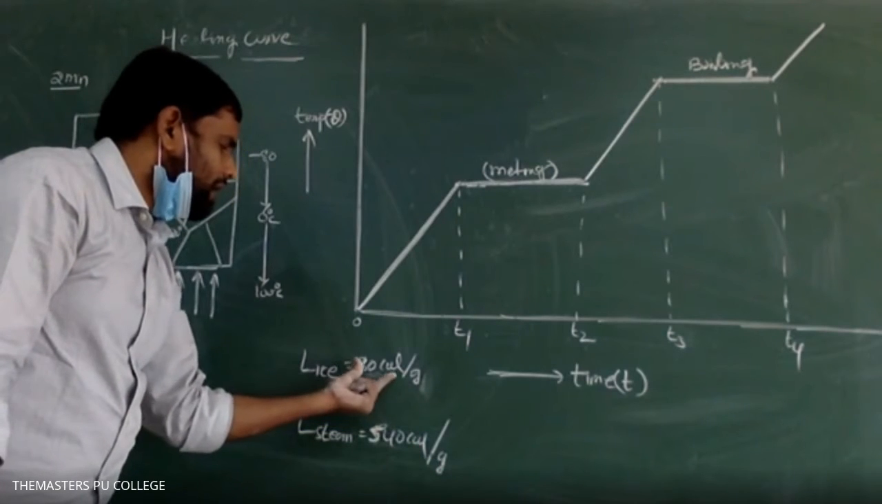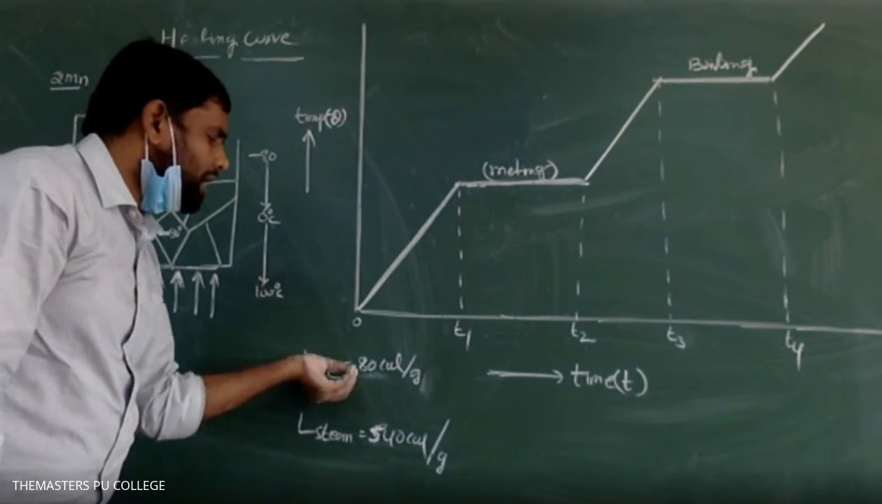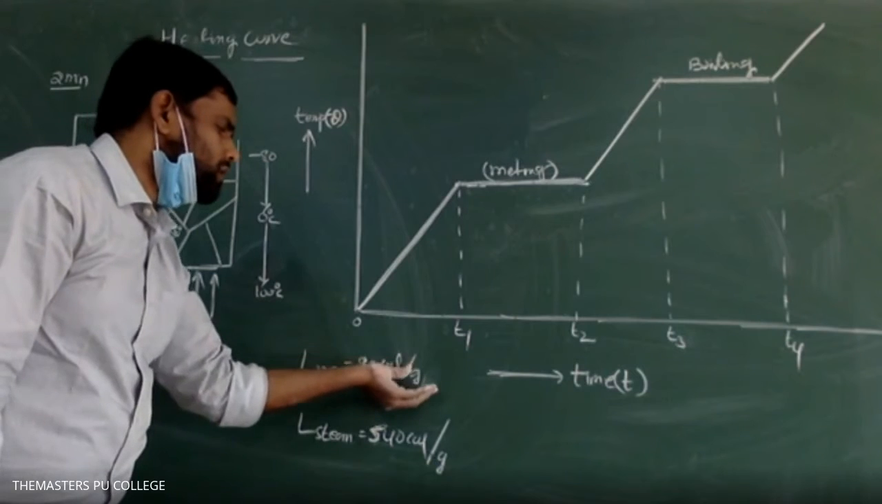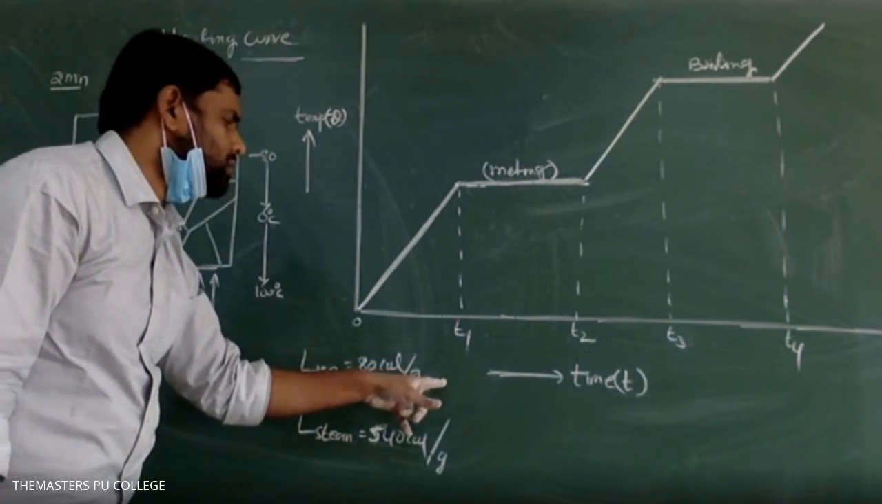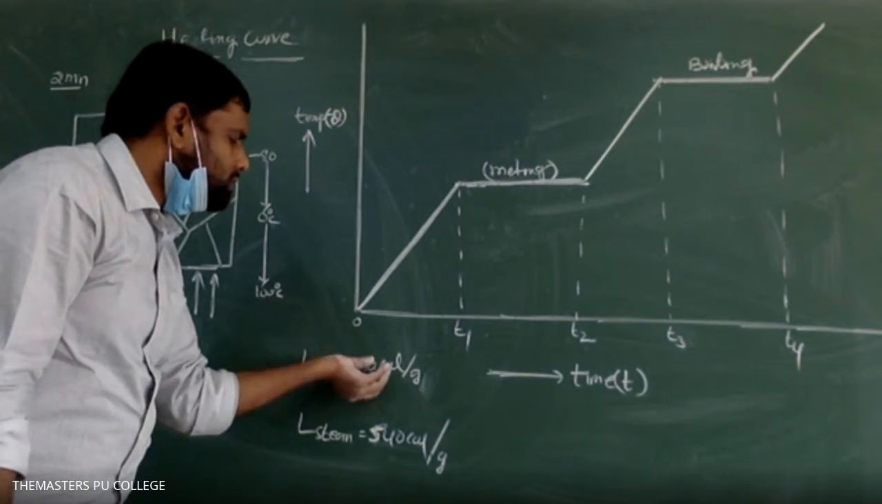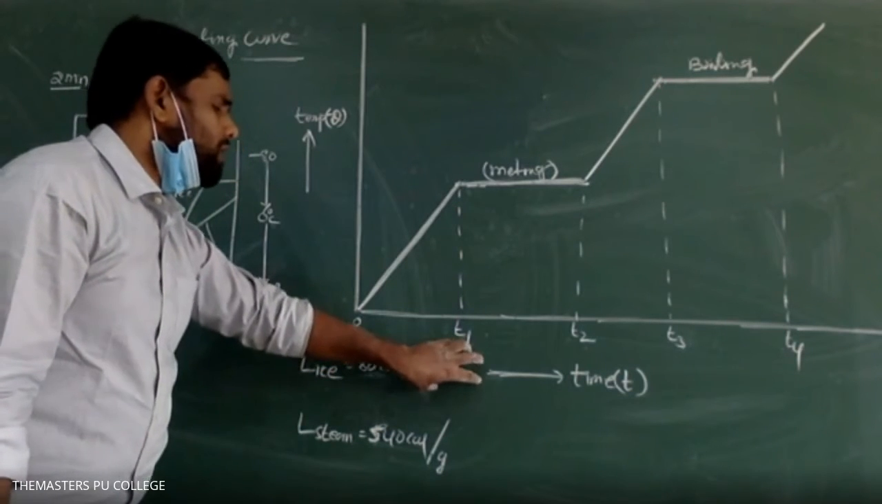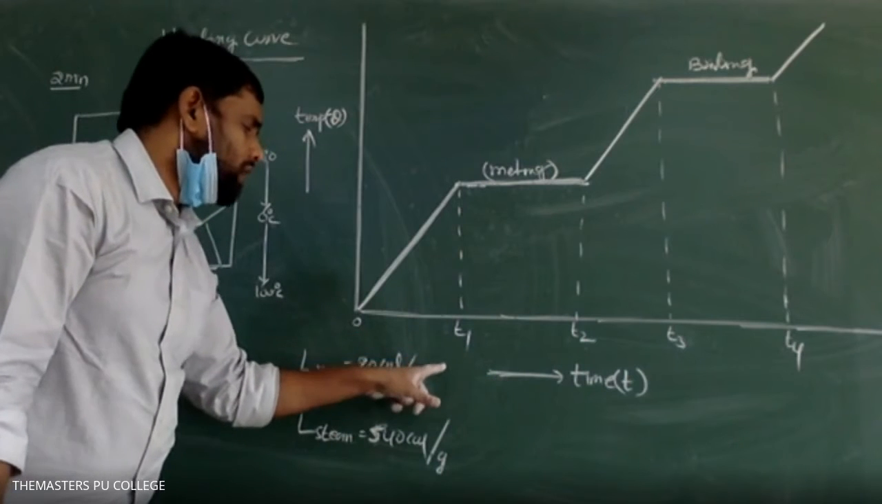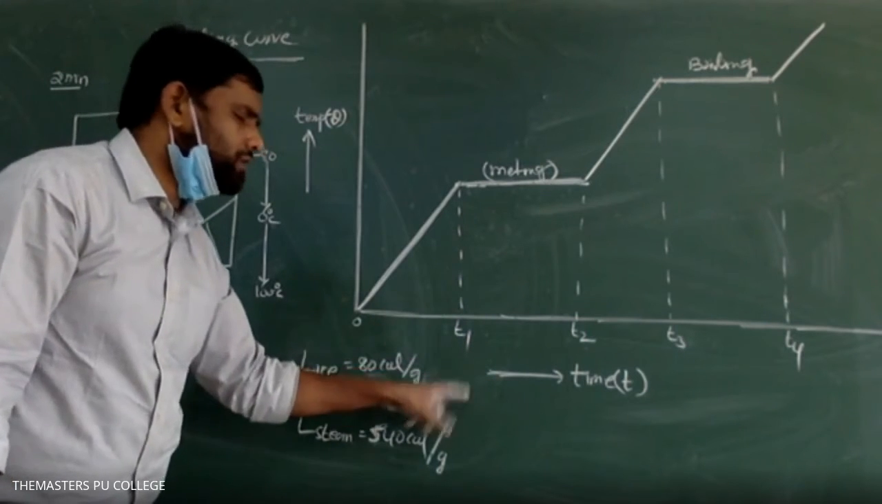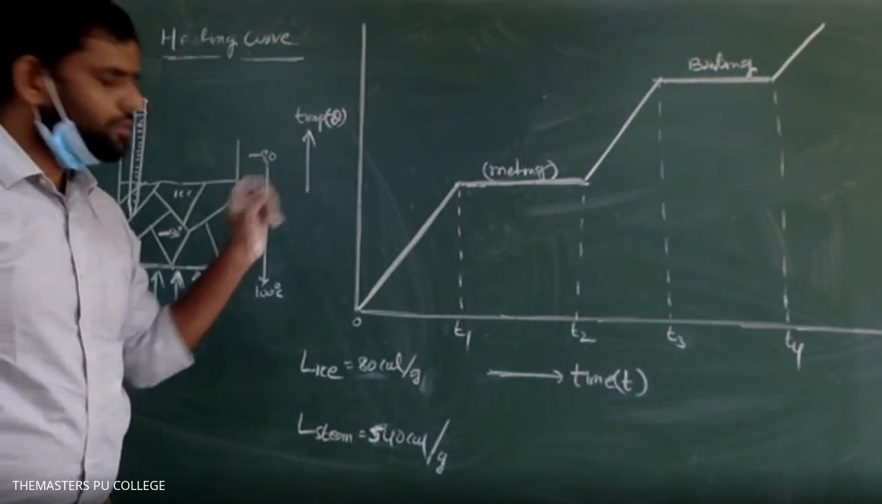So here, what does 80 calorie mean? If you supply 80 calorie of heat to 1 gram of ice at 0 degrees centigrade, by absorbing this 80 calorie of heat, the ice will be converted into water. There, the solid phase of matter gets converted into the liquid phase.